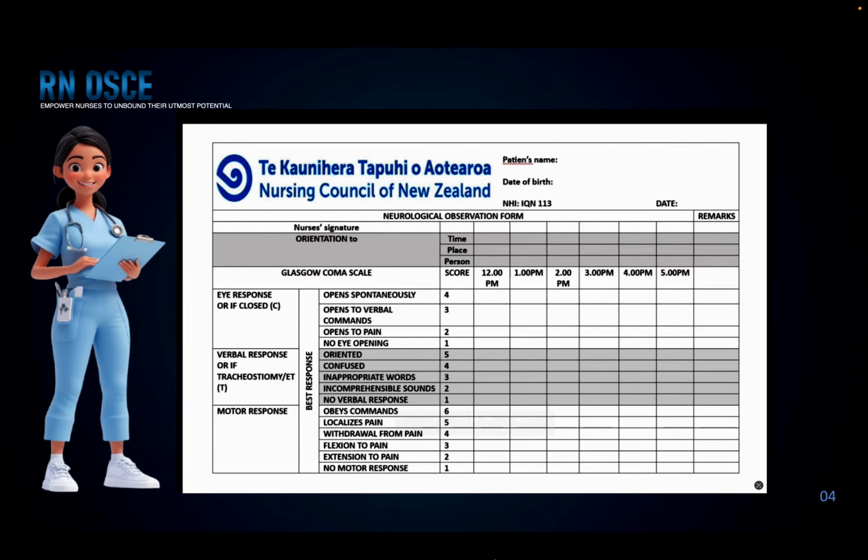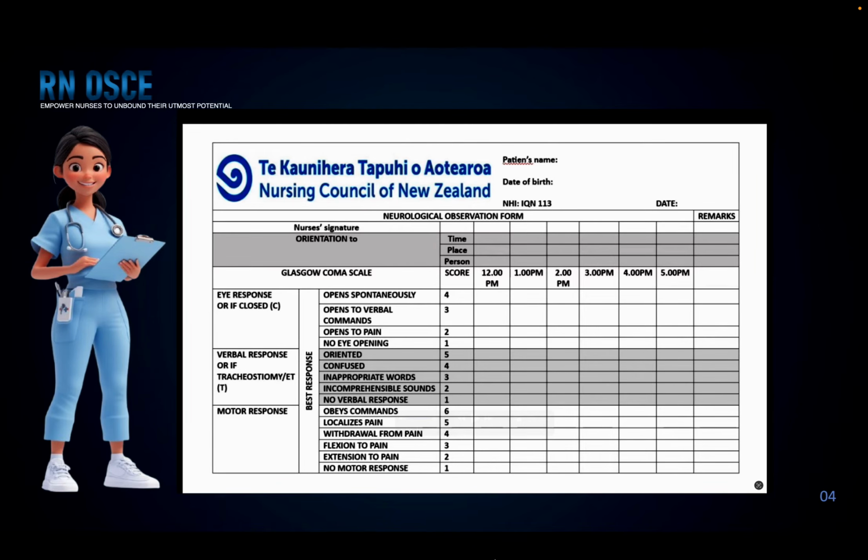If the patient localizes the pain, like pushes the pain stimuli away, you can give a score of 5. When he withdraws from the pain, you can give 4. Any kind of abnormal flexion, that is decorticate posture, as you all know, if the patient exhibits that, you can give 3. Any kind of abnormal extension, the patient is already lying in that abnormal extension position, you can give 2. If there is no motor response, definitely you can give 1 score.